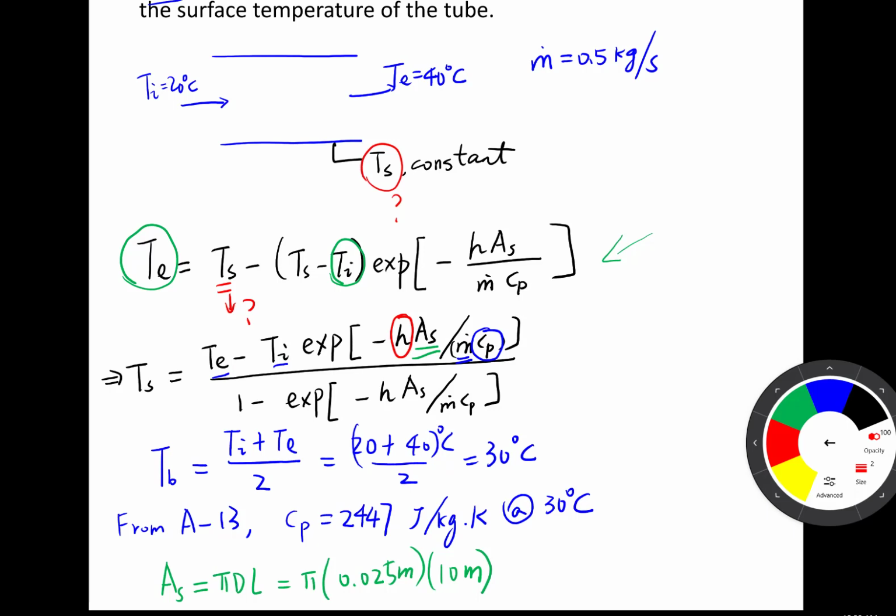So to find the appropriate correlation, we need to determine if it's laminar flow or turbulent flow. We need to find if it's hydrodynamically developed or not, and if it's thermally developed or not. First, let's decide if it's laminar or turbulent by computing the Reynolds number.